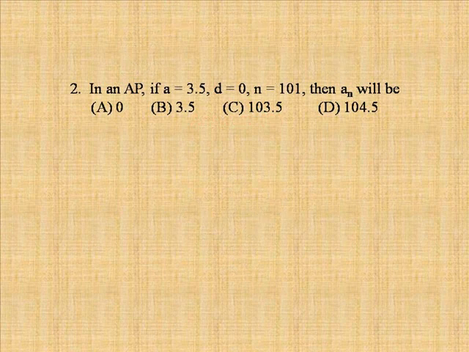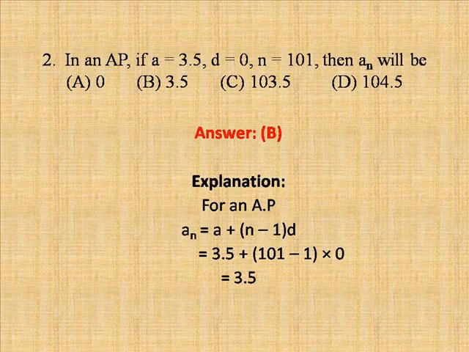Question number 2. In an AP, if a equals 3.5, d equals 0, n equals 101, then an will be. You have 4 options. So let's see its answer. Answer is option B. And you have the explanation. That is, for an AP, you know the nth term an equals a plus n minus 1 into d. Now putting the values of a, d and n, you will get the value of an equals 3.5. That is option B.